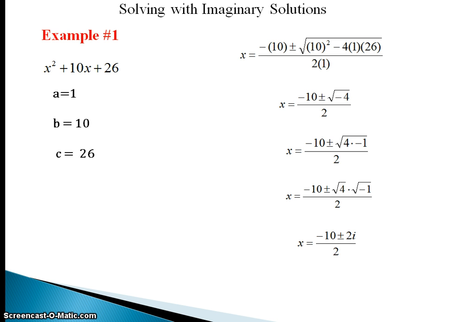Now that we have negative 10 plus or minus 2i divided by 2, I'm going to take one last step of dividing negative 10 by 2. That gives us negative 5, and 2i by 2, and that gives us i. Again, we treat i as if it were a variable. We're not going to divide the square root of negative 1 by 2 and get some weird imaginary decimal. We're going to leave it as i. Pause now and copy down this example.